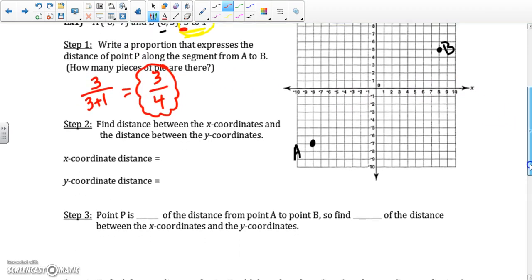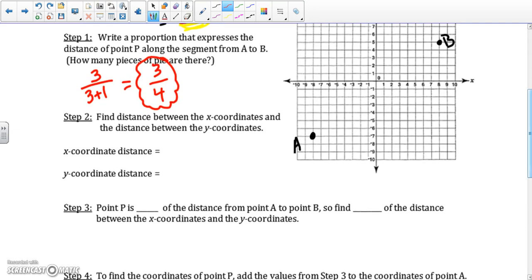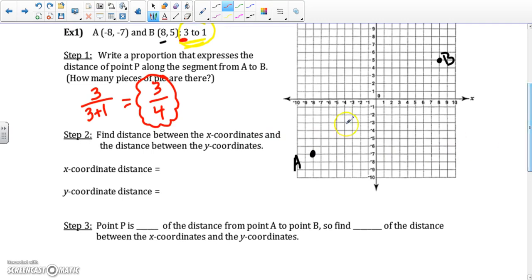All right, now all we do is exactly like we did with the restaurant bill. It's exactly like we did with the mile markers. First thing we have to do is find the distance between the two x coordinates. Now the x coordinates go from -8 to +8. So if we want to think about it this way, -8 to +8, we need to subtract. 8 minus -8 is 16.